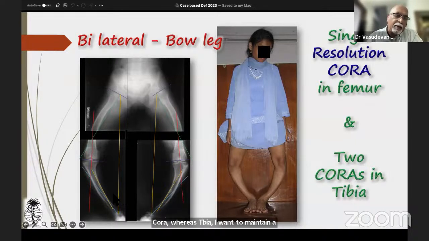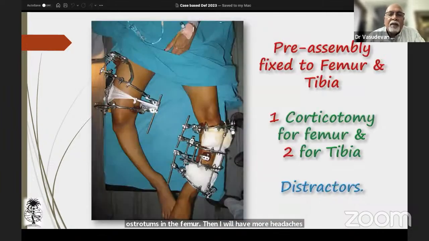So I draw the middle line, one osteotomy there, another osteotomy here: two osteotomies for the tibia and one osteotomy for the femur, because more osteotomy means more headache. If I am planning for two osteotomies in the femur, then I will have more headaches. In the tibia, I can manage the headache. So I did that.